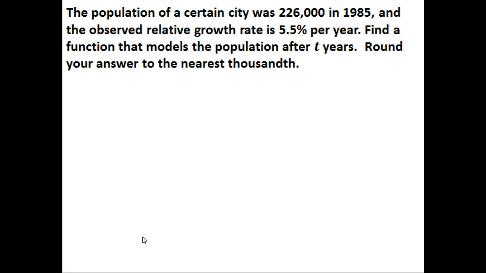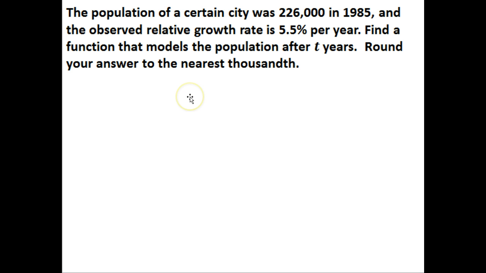In this question, we're dealing with exponential growth of a population. It says the population of a city was 226,000 in 1985, and the growth rate is 5.5% per year. So now what we're asked to do is find a function, find basically an equation, or a formula, if you will, that models or predicts the population after t years. So t is going to be our variable here. And it says round our answer to the nearest thousandth.